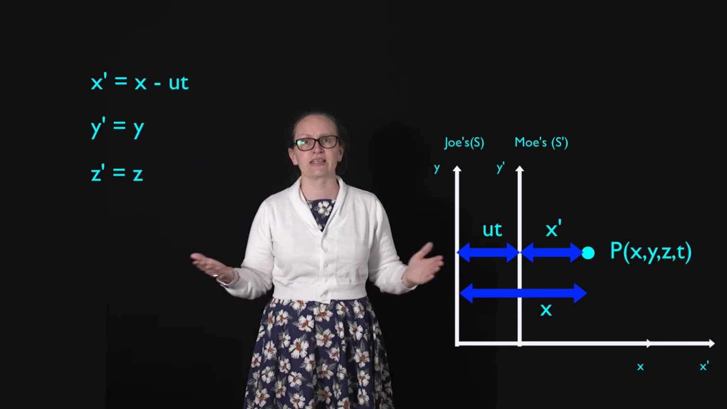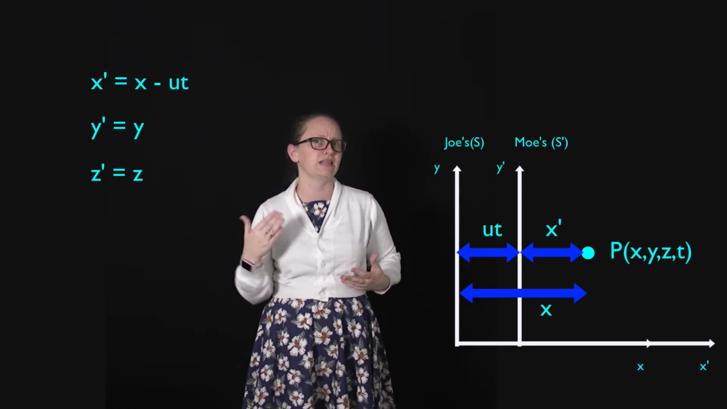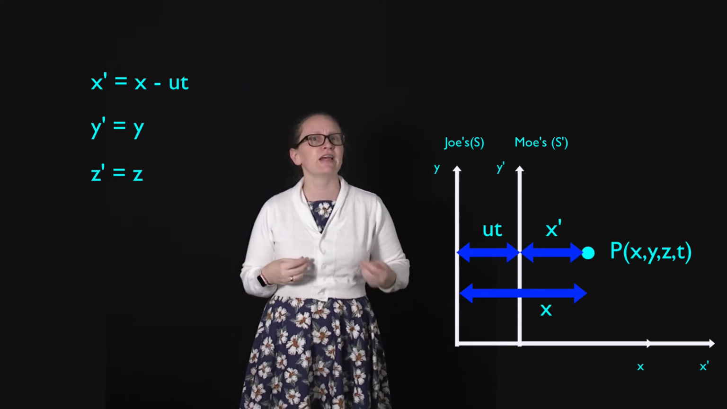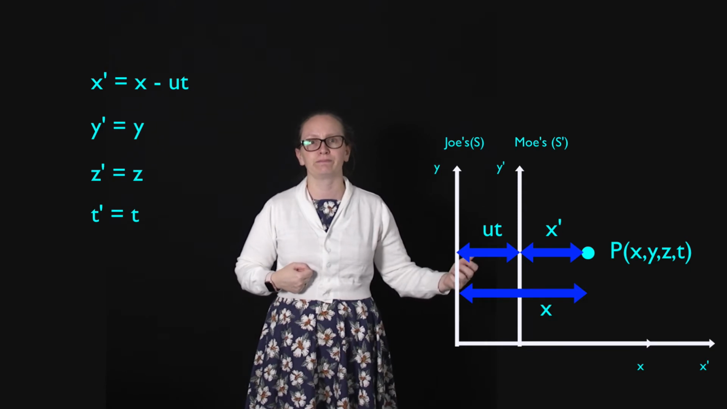Now, in the 20th century, it wasn't thought to be possible for time to be measured differently in different frames. So it seemed fairly obvious that t was going to be equal to t prime.